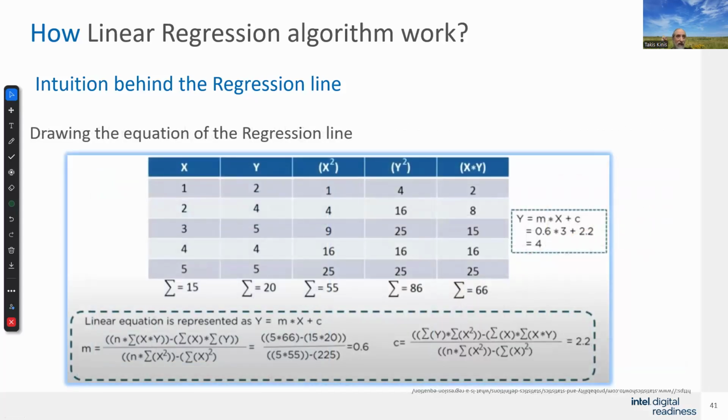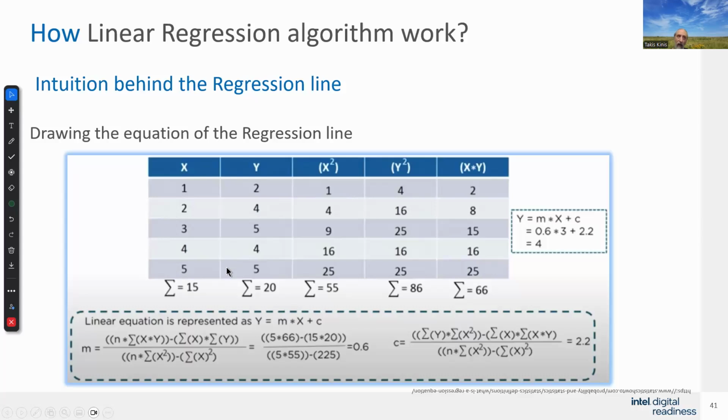Okay, so here's where the math starts looking scary, right? The sigma, by the way, in calculus and advanced math stands for sum. It's like saying add it all together. So sigma equals 15 means all of the x's add up to 15.